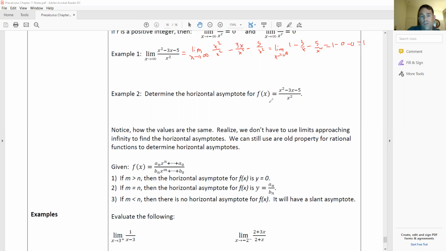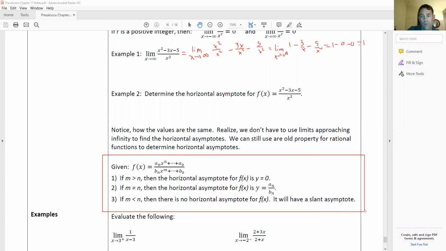Now, what if we look at this in terms of a function? What's the horizontal asymptote? Well, remember back when we were dealing with first semester, when we were dealing with rational functions, we had our rules for asymptotes. Well, those rules still apply. They didn't change at all. And we could still use them here.